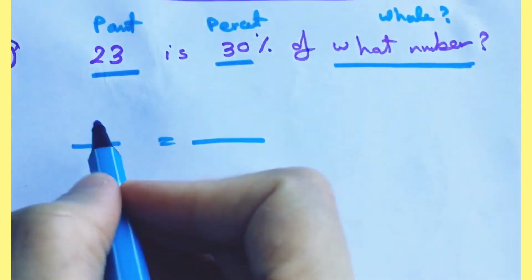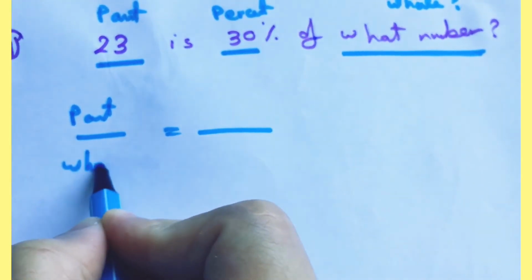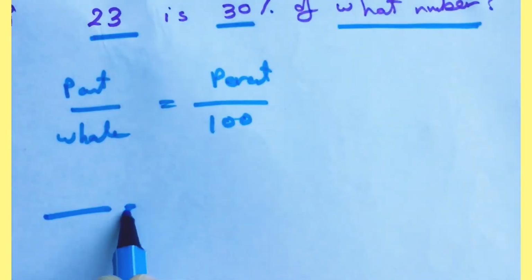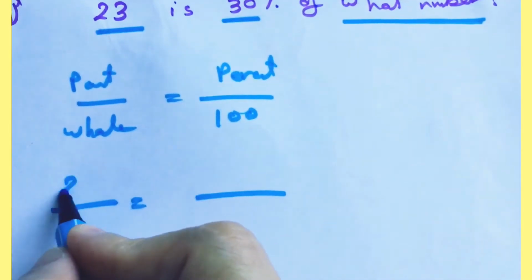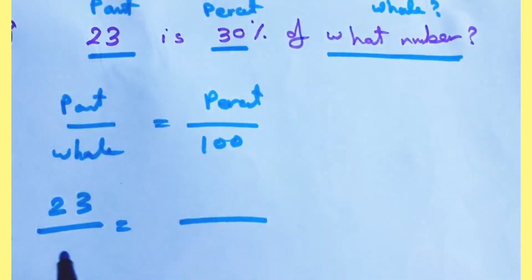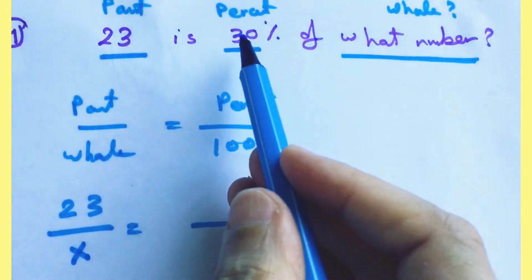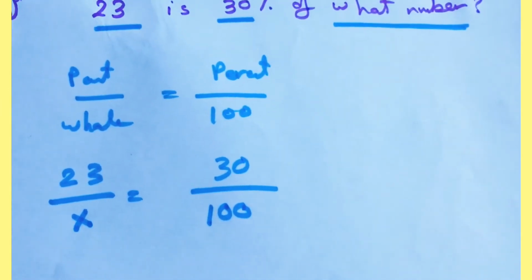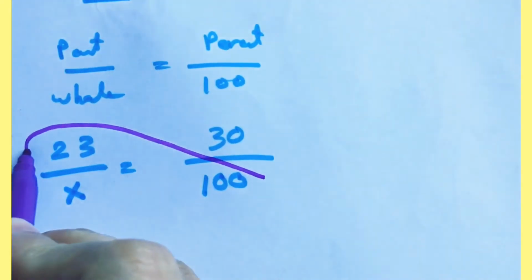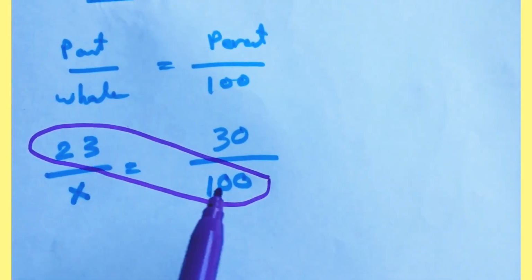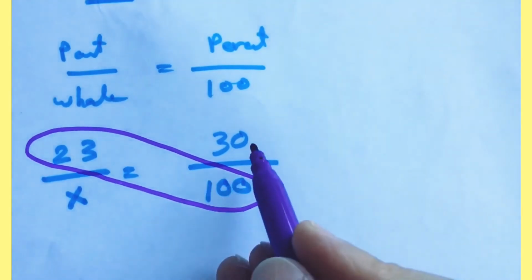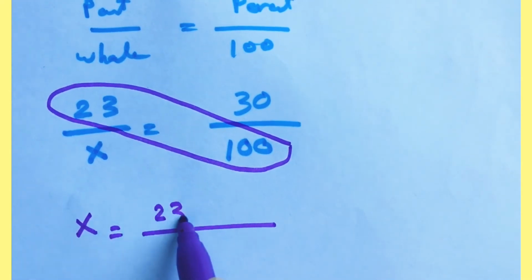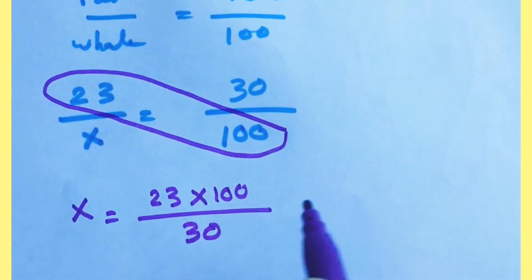Let's write the rule. Part over whole equal percent over 100. Part is 23. The whole we don't know, so I'm going to put X. The percent is 30, and here 100. Now we multiply the opposite numbers, one down and one up, and we divide by the third number. So X equals 23 times 100 over 30.